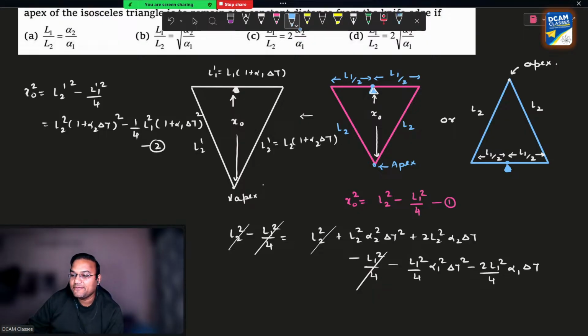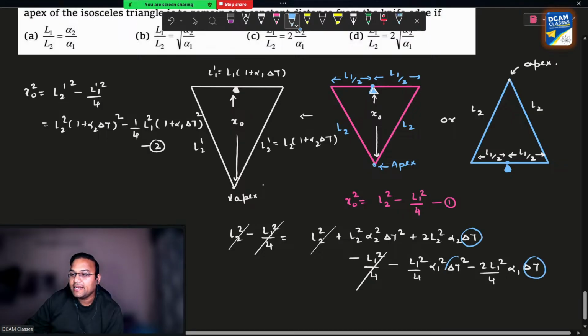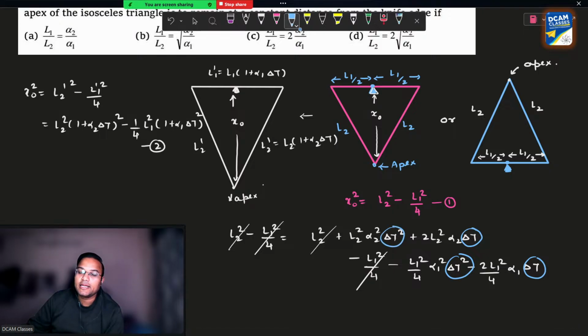Because what I am getting is delta t here, delta t here. Here delta t is squared. So if I cancel, take common delta t, one delta t will remain. And delta t should not be there in the answer. So what they are expecting is that we take alpha delta t square is equal to 0.